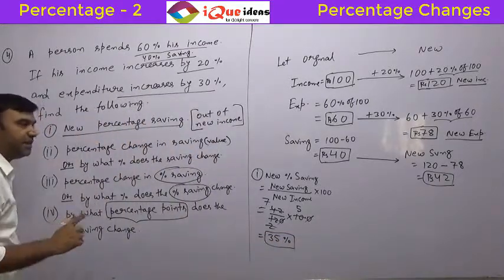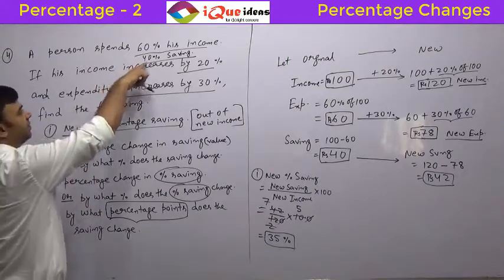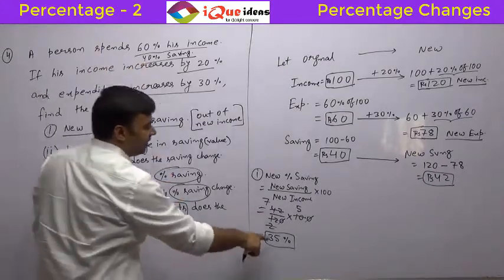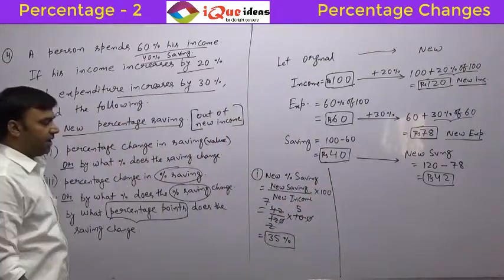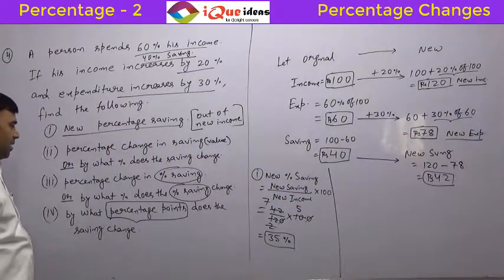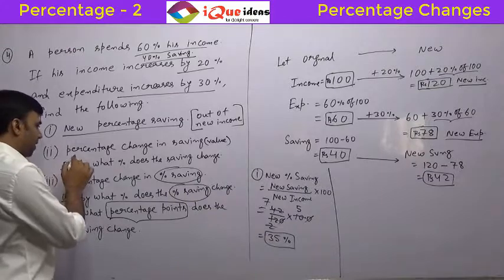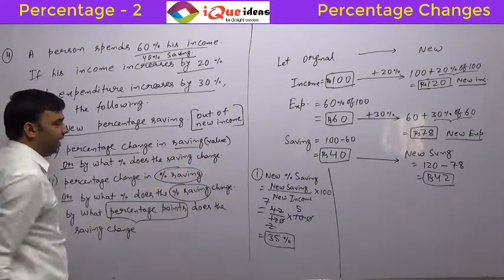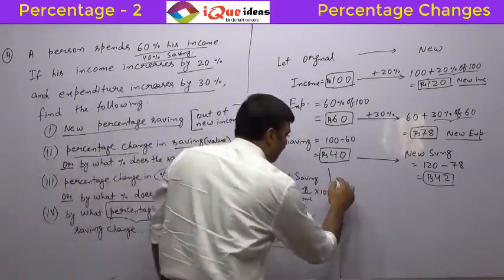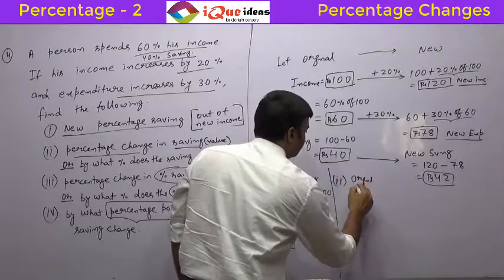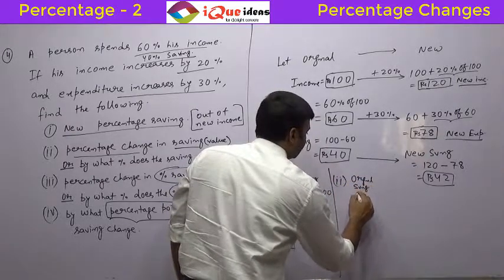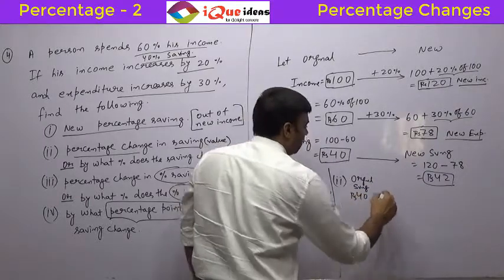But please understand that the base is different. Here the saving was 40% out of 100. Here the saving is 35% out of 120. Right? Be a little careful there. Then the second question. Percentage change in the saving value. Now, what is the original saving? Original saving is 40 rupees. What is the new saving?